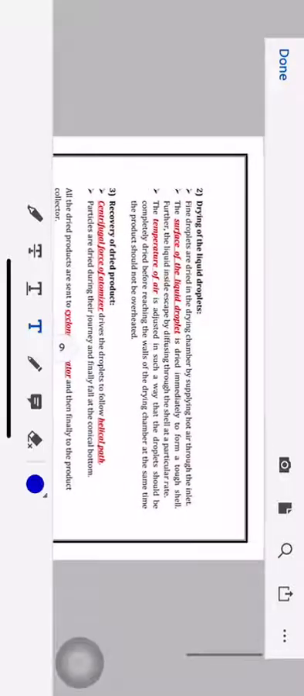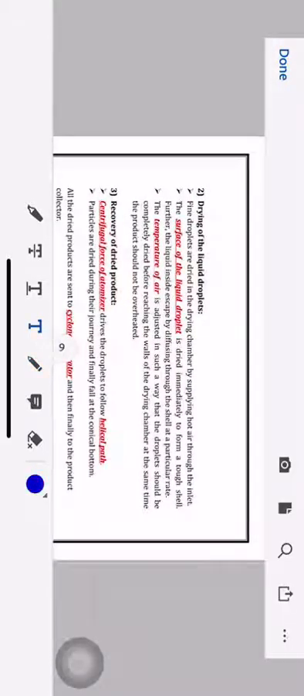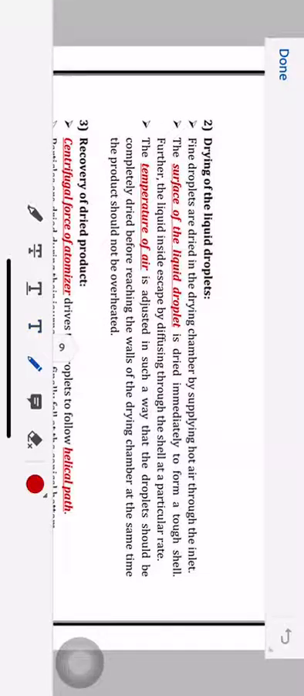Now, second part, drying of the liquid droplets. The surface of the liquid droplets is immediately dried to form a tough shell. Further, the liquid inside escapes by diffusing through the shell at a particular rate, which we have already discussed in the theory of drying. The temperature of air should be optimum. Again, as I said earlier, the rate of feed is important, otherwise overheating may take place. In the same way, the temperature of air should be optimum, otherwise overheating might take place. Next, last is recovery of product.